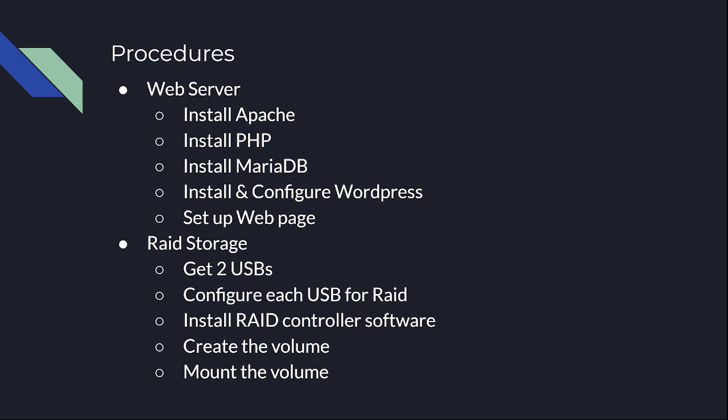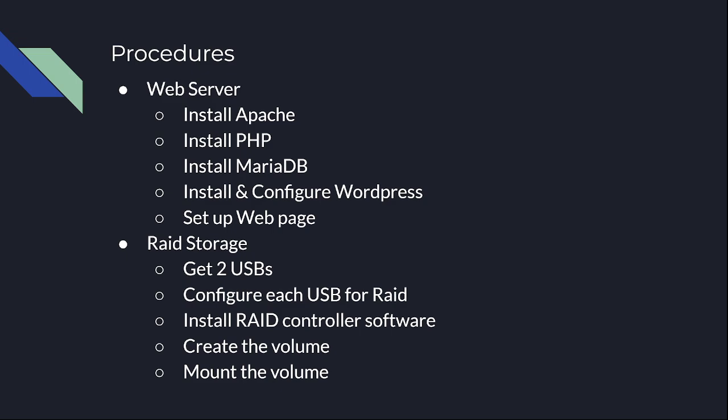Then the second phase, which was the RAID storage, first involved getting two USBs. I used two 32 gigabyte USBs for this. And then each had to be configured separately to begin. So that involved using a command to put in how I wanted the drives to be configured, to get them to actually go along with RAID storage and those procedures and specifications, and then actually partitioning them.